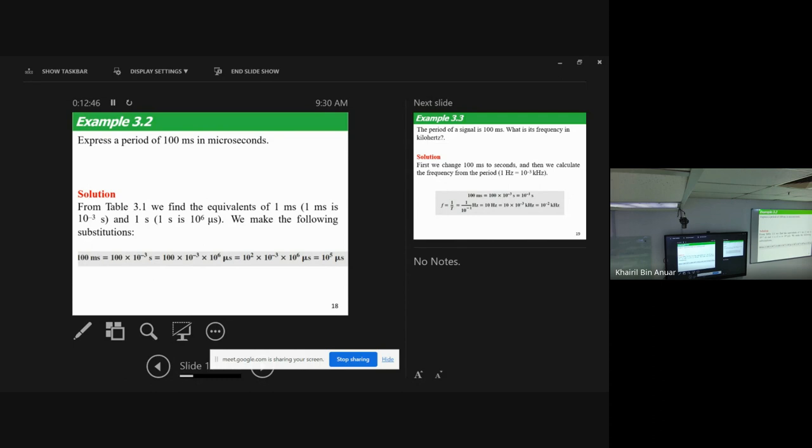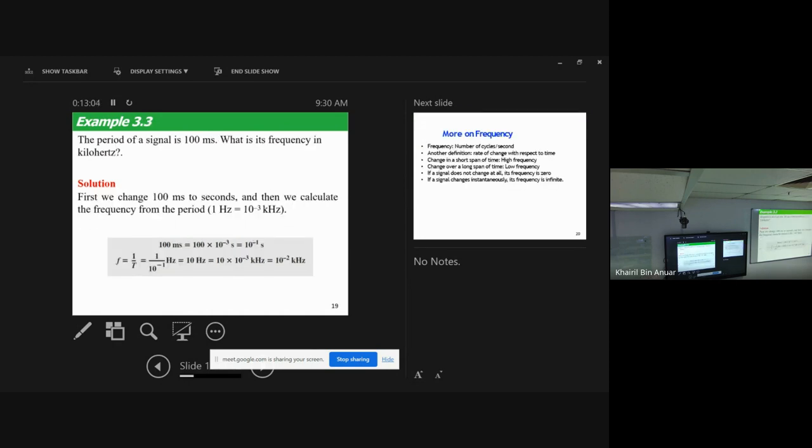And another example where you have a 100 millisecond period. You need to know the conversion between millisecond and microsecond, so this can also be useful. And next, if you are given a signal with a period of 100 milliseconds, what is the frequency in kilohertz? You just plug in f equals 1 over period. Your period is 10 to the power of minus 1 second, or 100 milliseconds, and you will get 10 to the power of minus 2 kilohertz.